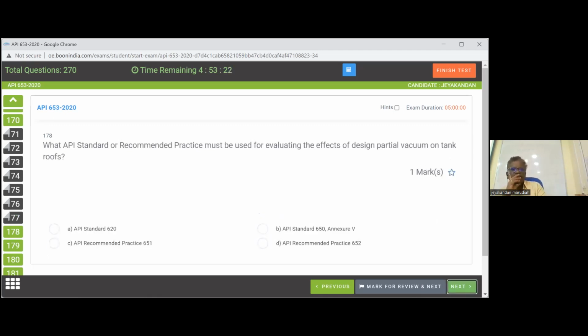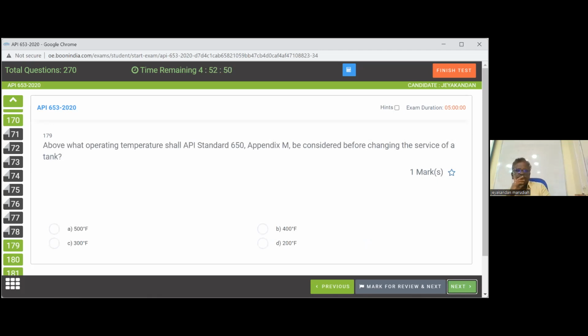Okay, next. An API standard or recommended practice must be used for evaluating the effects of partial vacuum. Partial vacuum, same page. There will be partial vacuum. Annexure V. Okay. What is the number? 4.2.4.2. Okay, right.